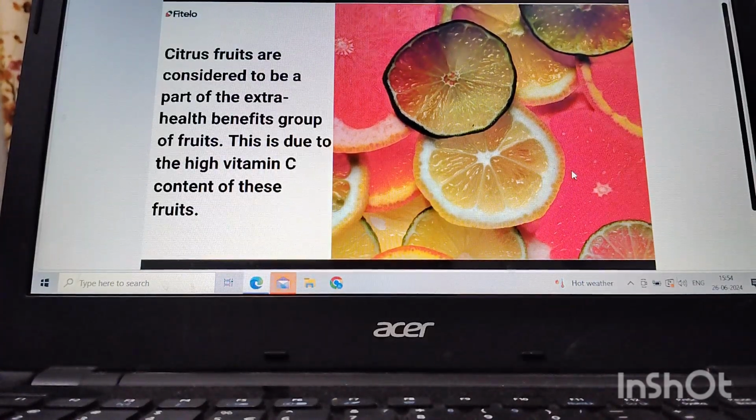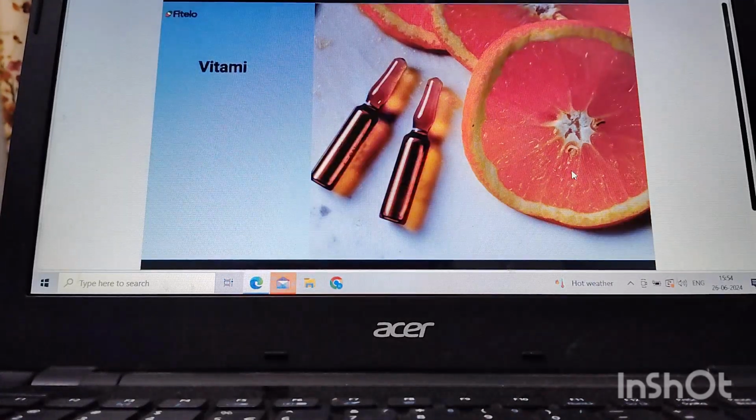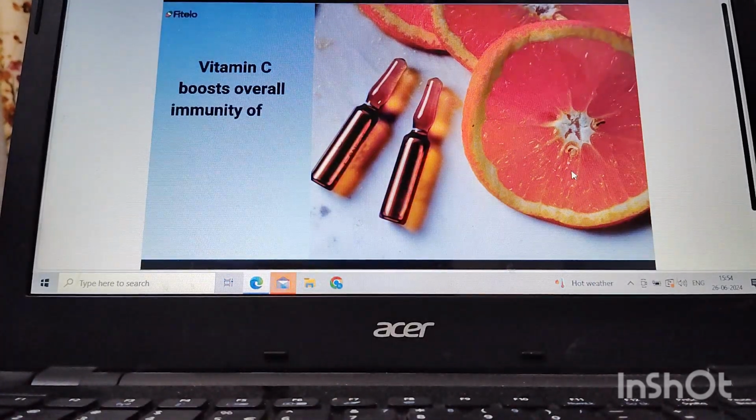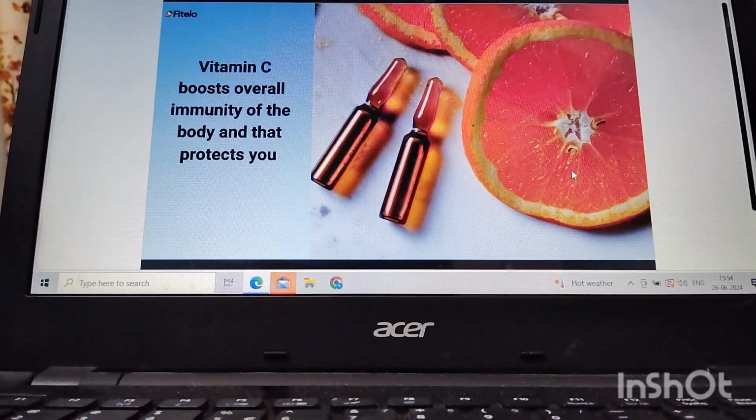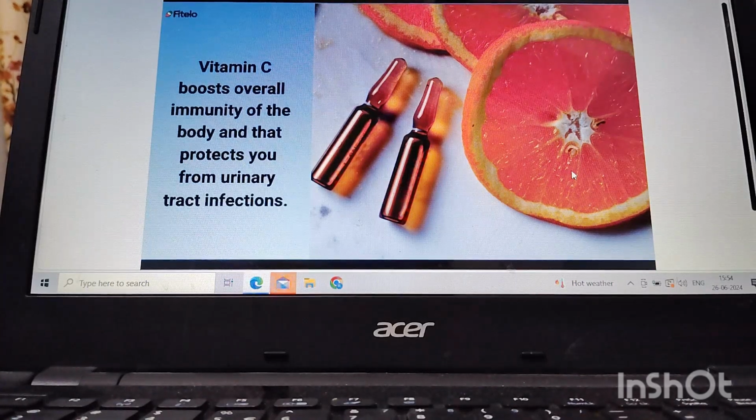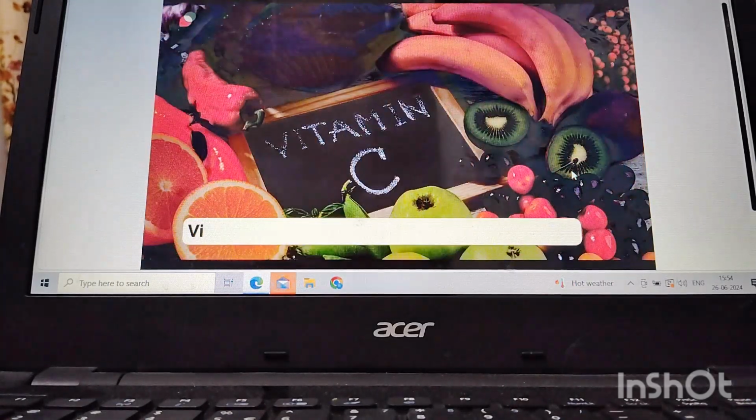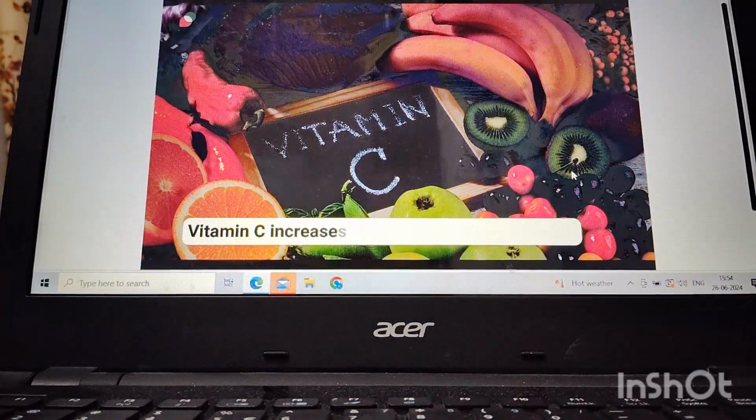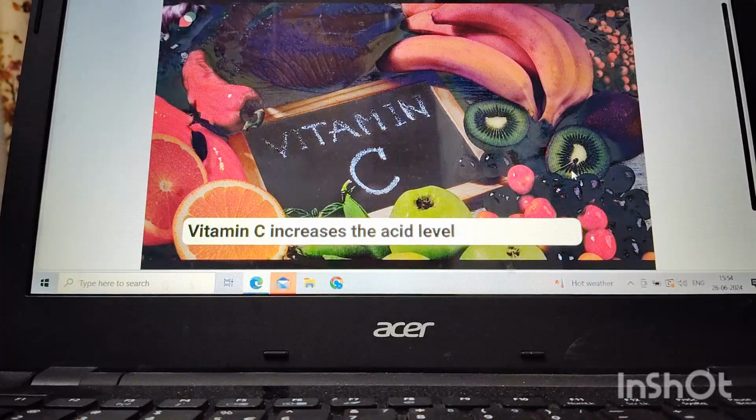When we talk about UTI, citrus fruit plays an important role. They are considered to be a part of the extra health benefits group of fruits. This is due to the high vitamin C content of these fruits. Vitamin C boosts overall immunity of the body and that protects you from urinary tract infections. Vitamin C increases the acid levels in your urine, thereby killing harmful bacteria. Regular consumption of citrus fruits is strongly linked to a lower risk of UTIs.